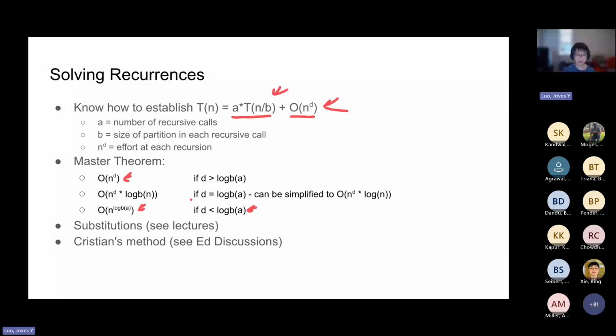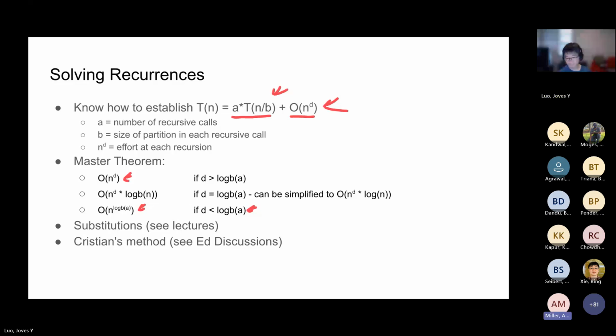So if you don't like using the master theorem directly, go read the post, understand Christian's method, understand his logic and his argument for why they work. And there's also a lot of examples of how you can use this. Okay. Any questions about solving recurrences, Aaron?